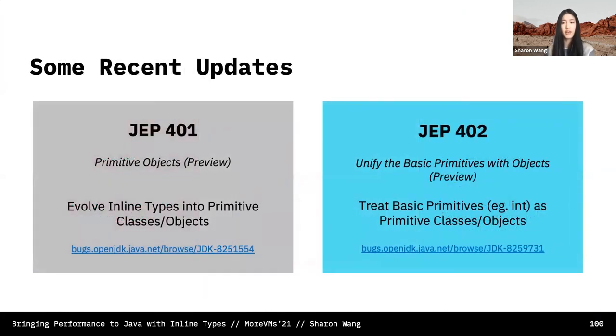Some recent updates to the inline type story include a couple JDK enhancement proposals, or JEPs, namely JEP 401, primitive objects, which is where inline types are being evolved into primitive classes or objects. This is essentially a renaming of inline types, and it does include other changes, such as using the primitive keyword to denote a primitive class. There's also JEP 402, unify the basic primitives with objects. And this is where basic primitives like int will be treated as primitive classes or objects.